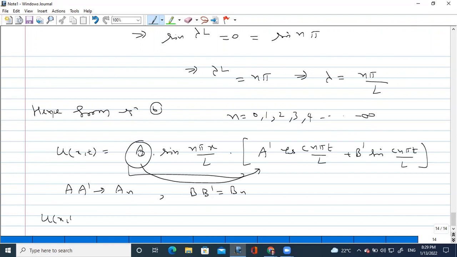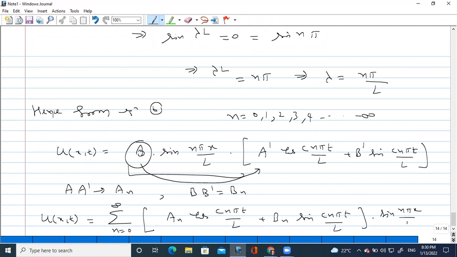So this answer will be, u(x,t) will be summation n from 0 to infinity. This A dash I am replacing with An, cos c n pi t by L plus Bn sin c n pi t by L, into this first term. So the first term will come, sin n pi x by L. So this is the final answer.